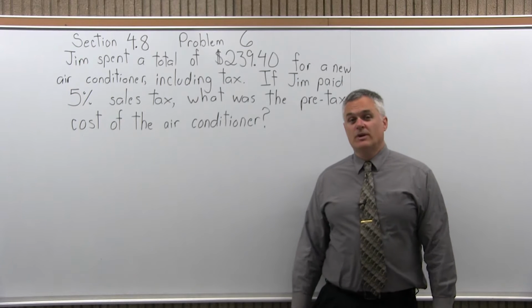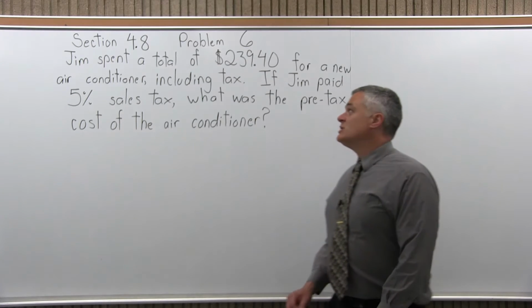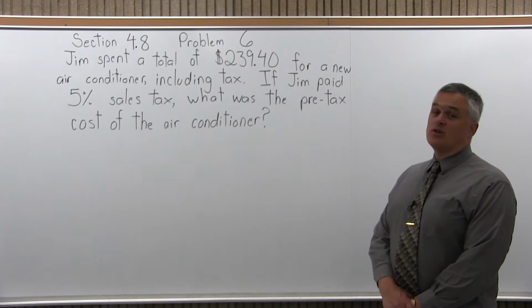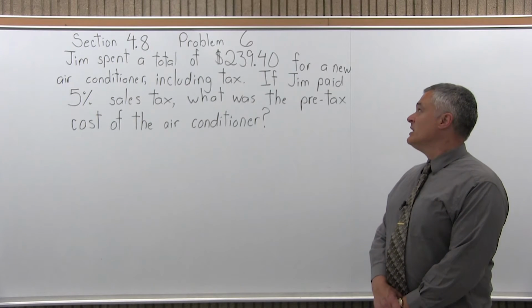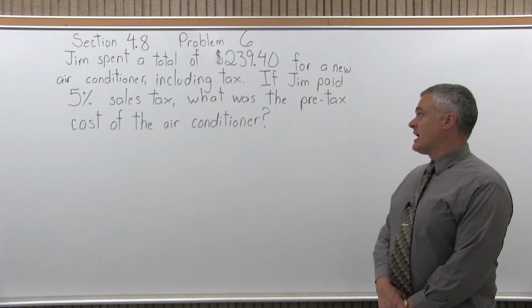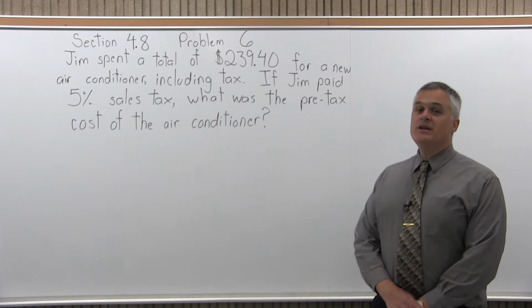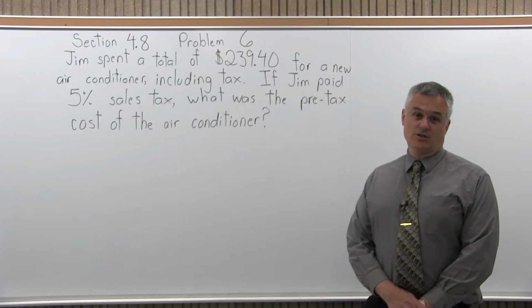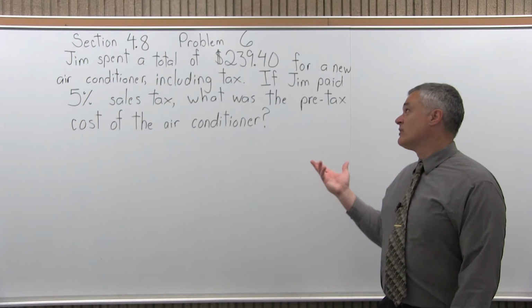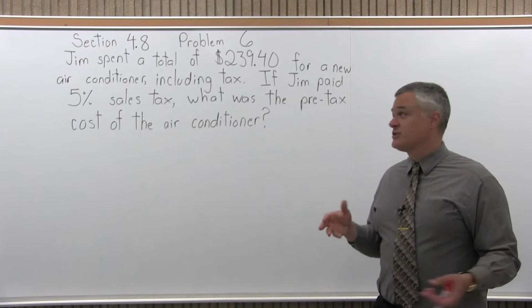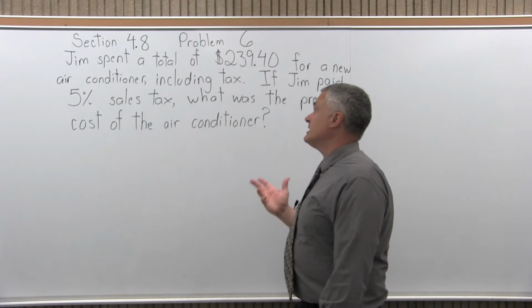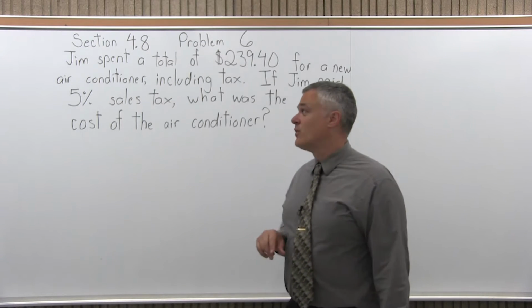This is Section 4.8, Problem 6. It says Jim spent a total of $239.40 for a new air conditioner, including tax. If Jim paid 5% sales tax, what was the pre-tax cost of the air conditioner? So if he paid $239.40, almost $240, it's got to be a little less, maybe around $220 more or less, just to make a quick off the top of my head estimate. So that's the type of answer we're looking for.